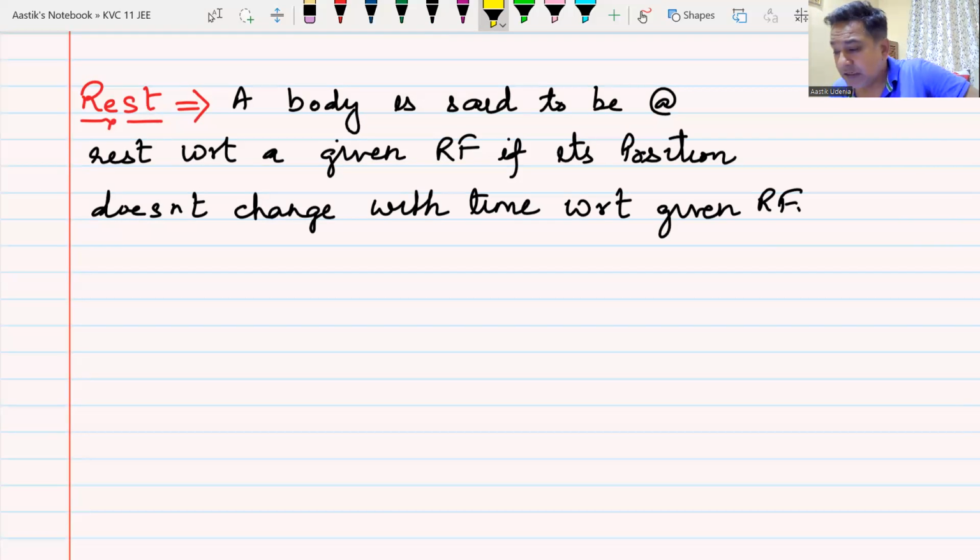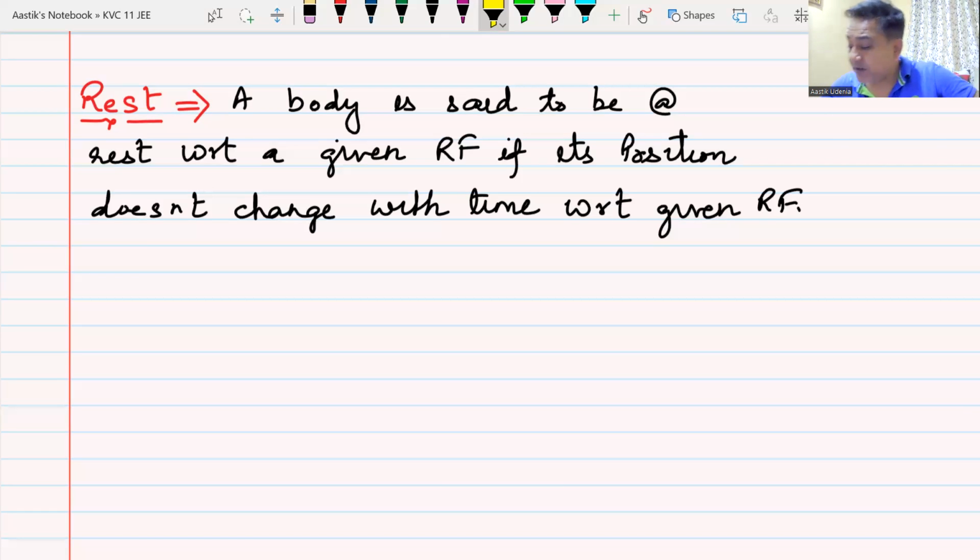Rest and motion both are relative terms. The most important aspect is they are relative terms. It depends on the reference frame from where you are watching this motion. The same motion can look different to different people. I gave you the example of the bus. Two people sitting in the bus moving, and a third person outside. To the person who is sitting on the bus, when the other person looks, he's at rest. But to the person on the road, that person is moving. Rest and motion are relative terms. Do we understand this?